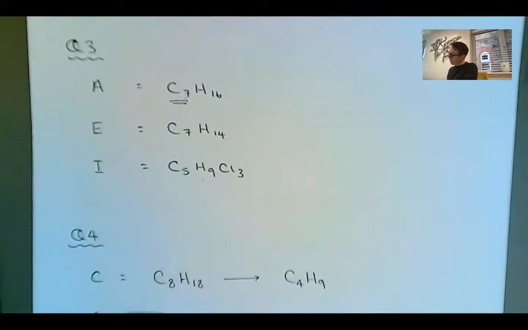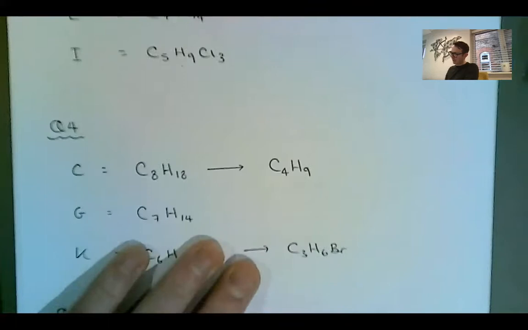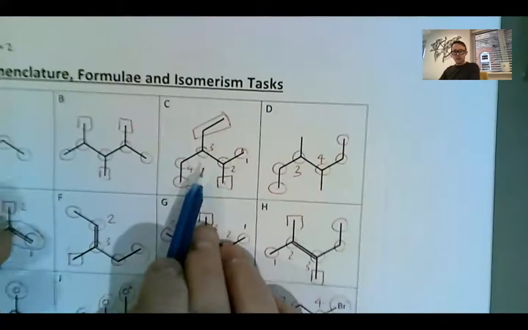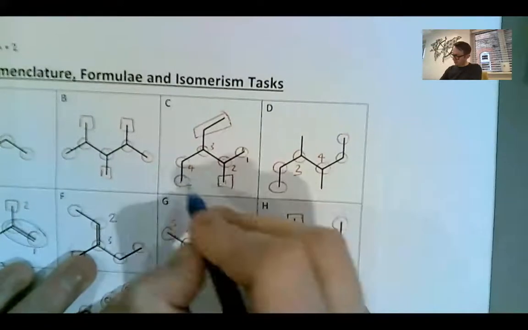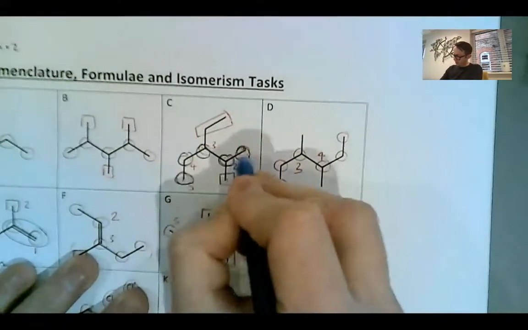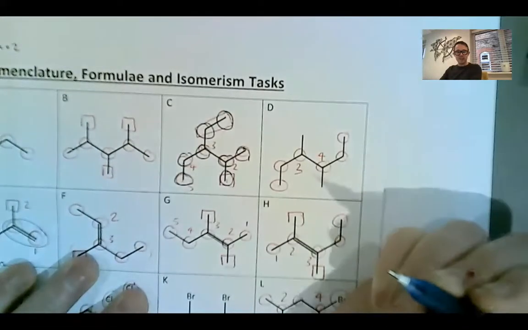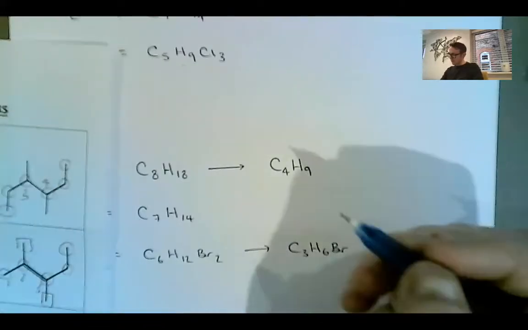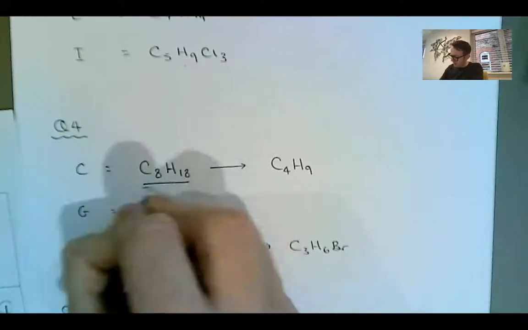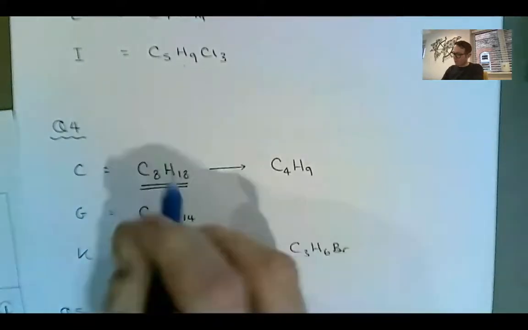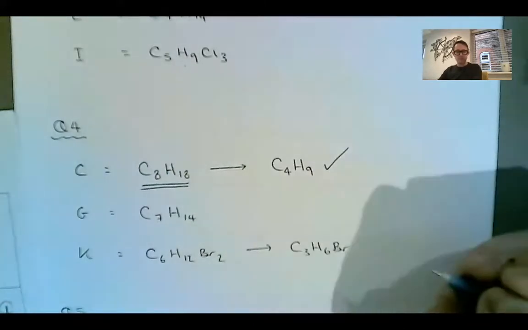Okay, question 4, empirical formulae for C, G, and K. Right, so for molecule C, again, it's an alkane because it's all single bonds, it's only carbons and hydrogens. So 1, 2, 3, 4, 5, 6, 7, 8. So there's 8 carbons on there. If there's 8 carbons on there, and I know it obeys the CnH2n+2 rule, it must be C8H18. But that's my molecular formula. I can scale that down to C4H9 as my empirical.